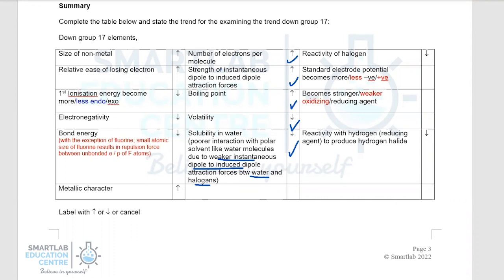And if you relate that to the stronger intermolecular H bonds, water molecules tend to want to stay together. Finally, if you look at the reactivity of your halogen, it decreases down the group because the electrode potential, in fact, becomes less positive. And therefore, because of that, when you go down the group, they become weaker oxidizing agents. And the reactivity with hydrogen would actually be less intense when you go down the group as well.